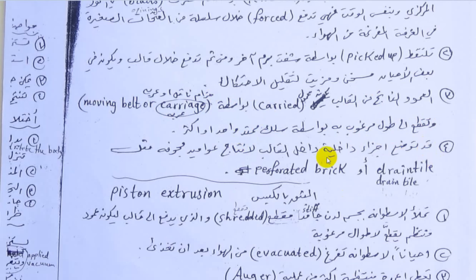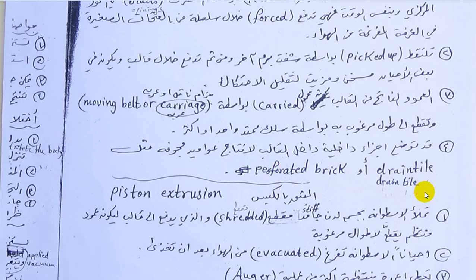And the insertion, exactly here, might be placed within the mold or even above the mold here to produce a hollow shaft, such as perforated bricks or even drain tile, which means tiles through which water can drain. Drain tile, as you can see in front of you, or perforated tiles.